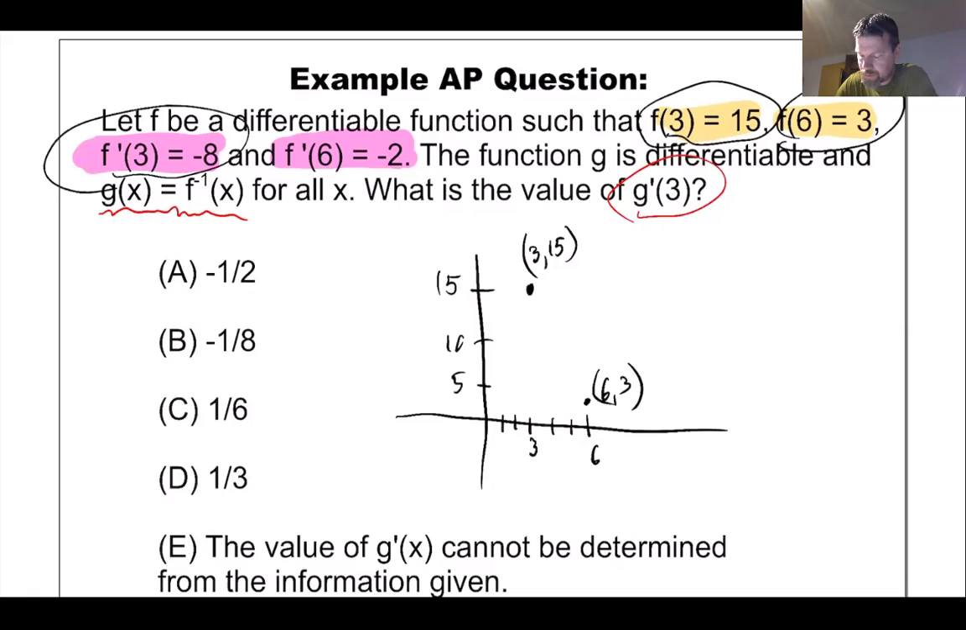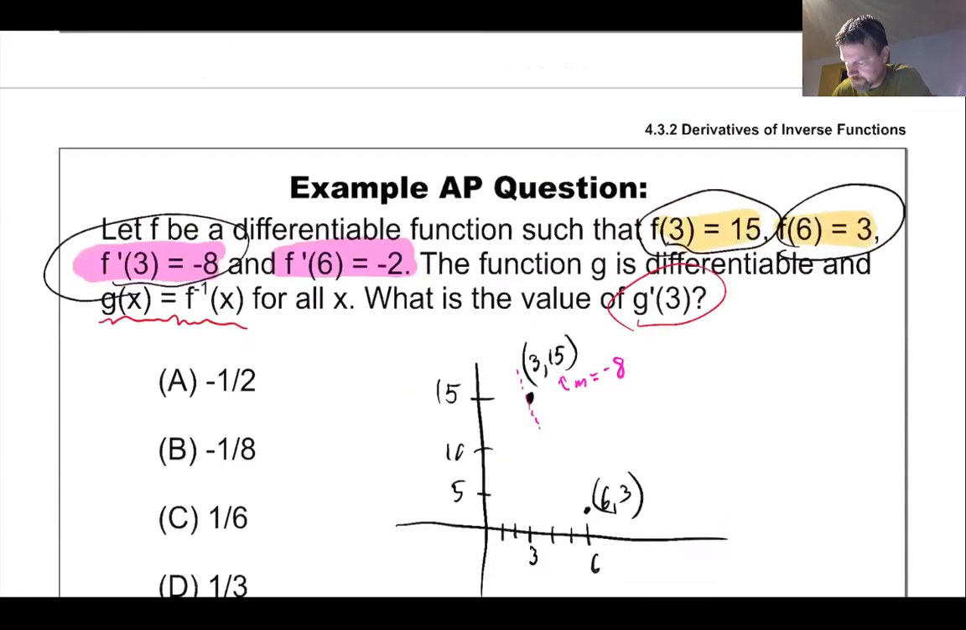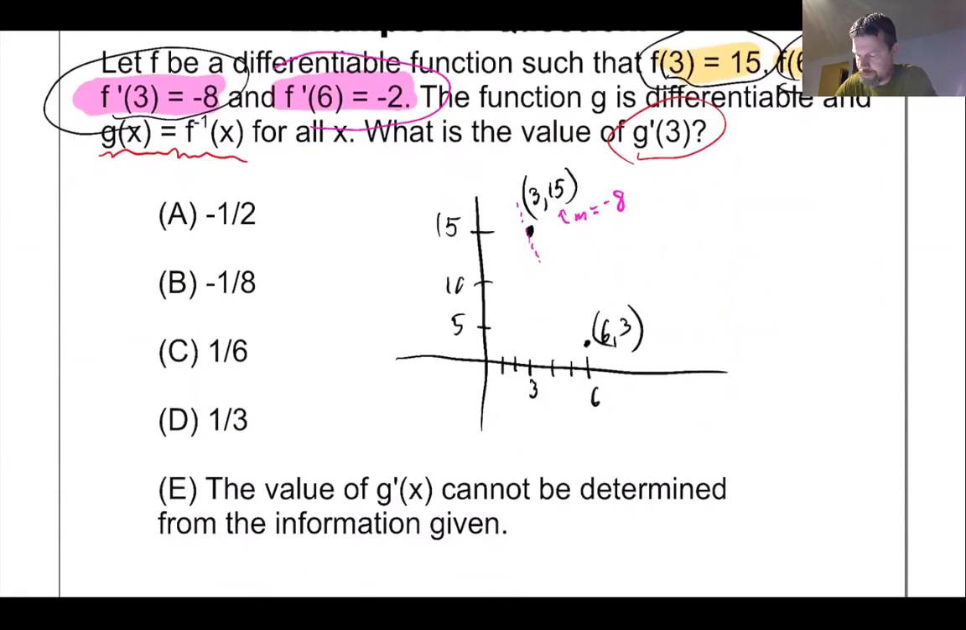That's really all I know about it. Well, not really, because I also know the slopes. I know the slope at 3 is -8, so the slope at that point is equal to -8. It's got a pretty steep downward slope. And I know the derivative at 6 is -2, so I know the slope at that point is -2. All right, now I think we're ready to answer this question. This one is asking for g prime of 3.